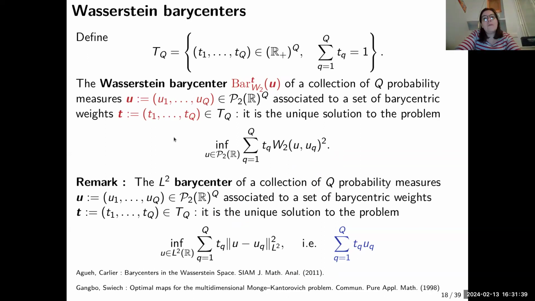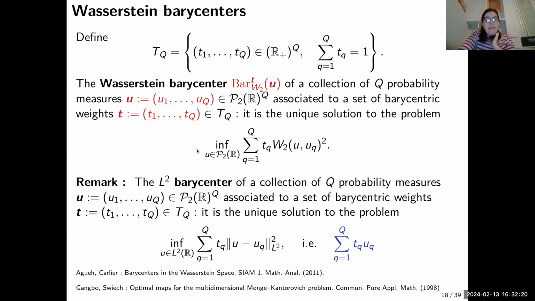And I assume that I'm given a set of barycentric weights, denoted by this letter bold T. It's a collection of weights T1 up to TQ, which are non-negative and which sum to 1. Then one can consider the following minimization problem, which consists in looking for the best probability density U in P2 of R that minimizes the sum from q equal 1 to Q of these weights Tq times the Wasserstein distance squared between U and Uq, one of the elements of the family of measures.